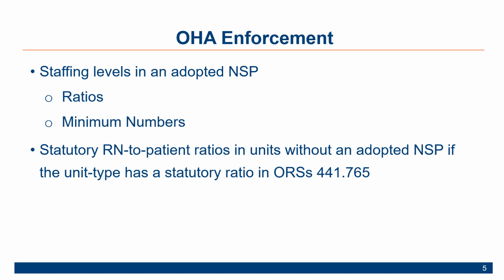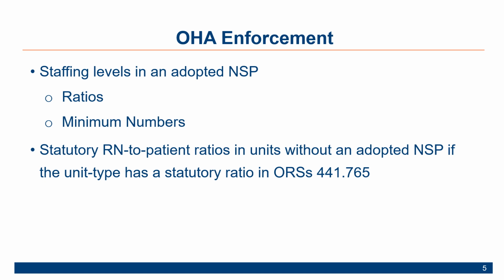OHA has two possible violations related to nurse staffing for a particular shift in a patient care unit. One is if the hospital has an adopted nurse staffing plan, and then OHA can enforce the ratios or minimum numbers in that plan. The staffing plan can incorporate variances at Type A and B hospitals or innovative care models approved as part of the nurse staffing plan.